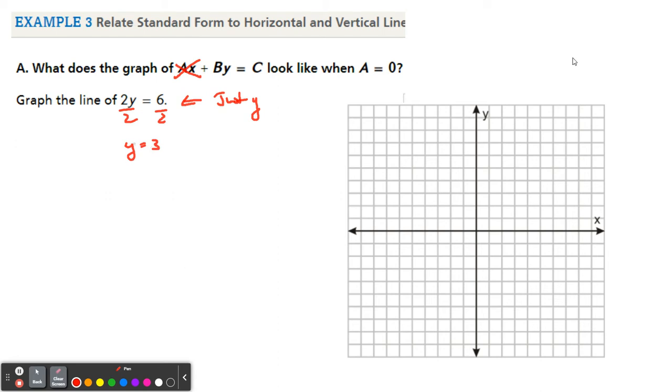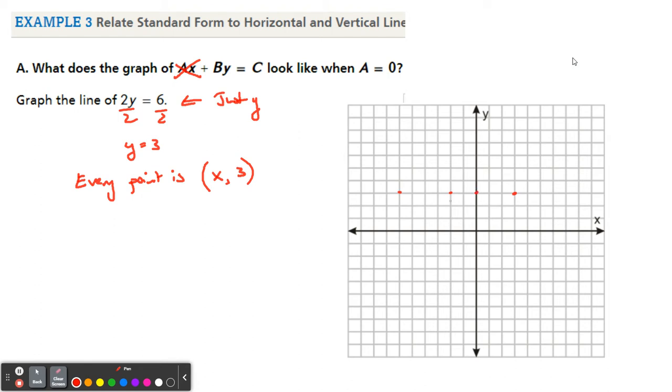What this equation is saying is that every point on this line has an x value that can be whatever you want it to be, but its y value must be 3. So x can be whatever, but y must be 3.